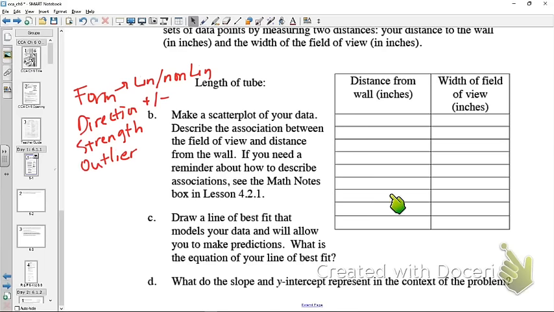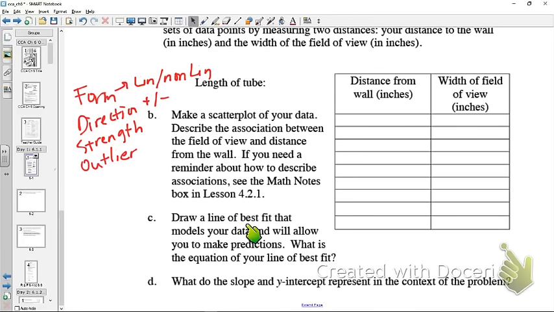So after you graph all the data that I had here previously, you're going to describe the form, the direction, the strength, the outlier. For example, you can say this is a positive linear strong association, or positive linear weak association, or positive nonlinear strong association with 2 outliers or with no outliers, something like that.